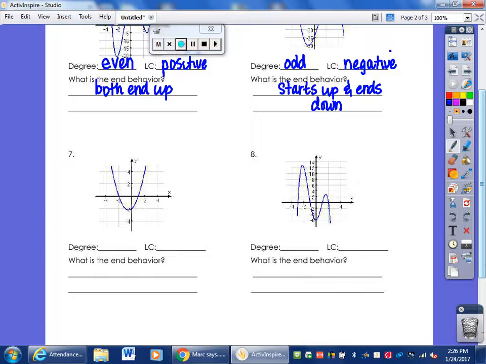Okay, for this one, number 7 is kind of different because it looks like our quadratics, which we should know are our even number, but in particular, it's a 2nd degree. And we should know what 2nd looks like and what 1st looks like and what 0 looks like because we have studied those. So notice that the leading coefficient would have to be positive because the end direction is that they're both ending going up. So this is a positive quadratic function. So it would be even, and more importantly, it would be 2nd.